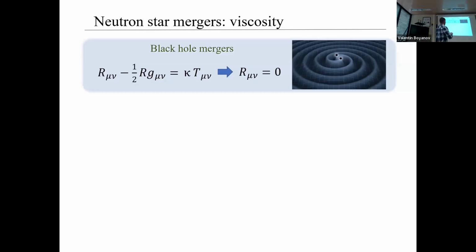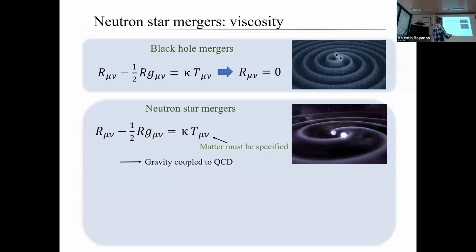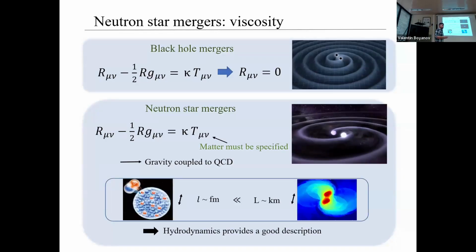Let me now move to the case of neutron-star mergers. Starting from black hole mergers, well, there's no matter there, but in the case of neutron-star mergers, we must specify what the matter is. And the matter is basically QCD. We have partons, quarks and gluons, and a very complicated dynamics. However, there is a large separation of scales between the microscopic scale, the size of the femtometer, the size of the proton, and the size of the neutron star, which is of the order of kilometers. So we have a separation of scales of almost 20 orders of magnitude.